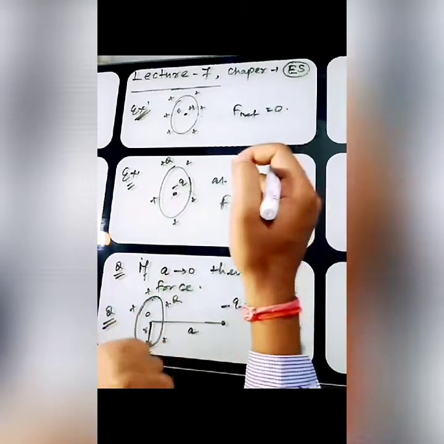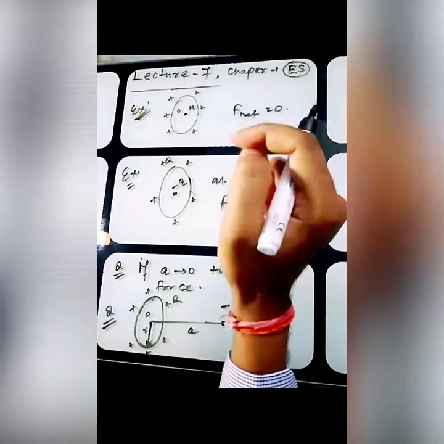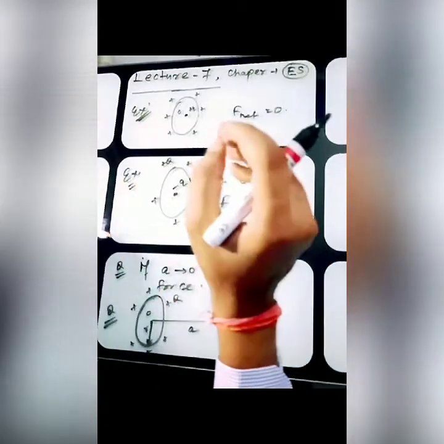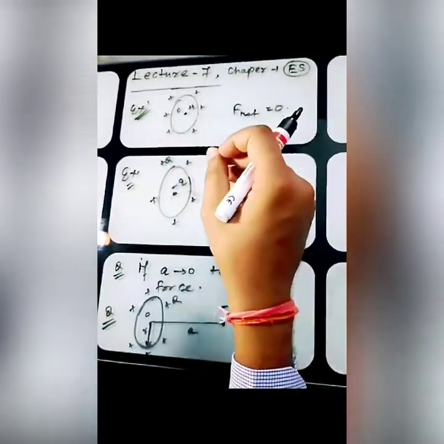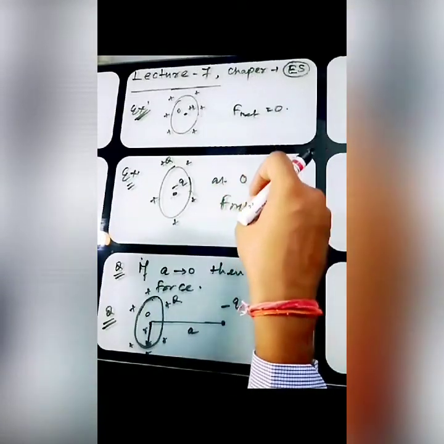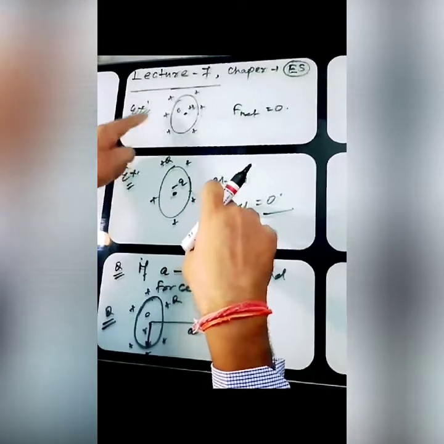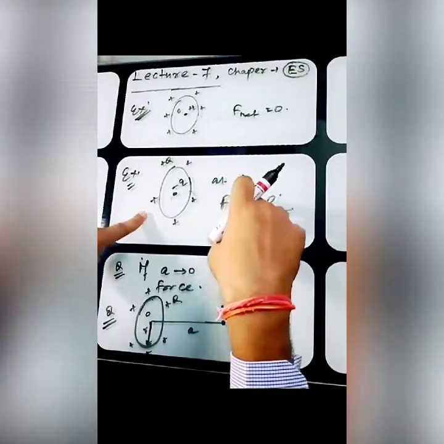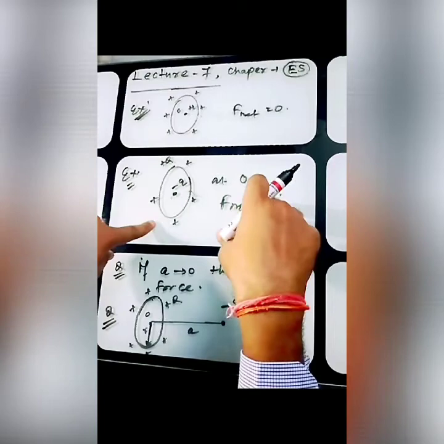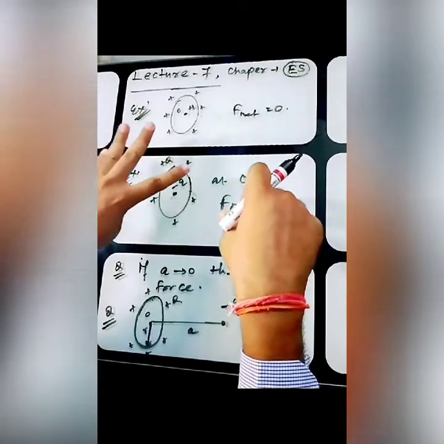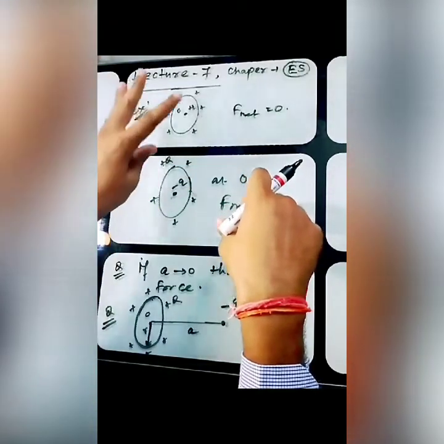You will be asked in competition what the time period will be. In small types of questions, not at a very tough level, for the easy level, you will be asked whether this system is performing simple harmonic motion or not. You only have to check that. So this is very simple.